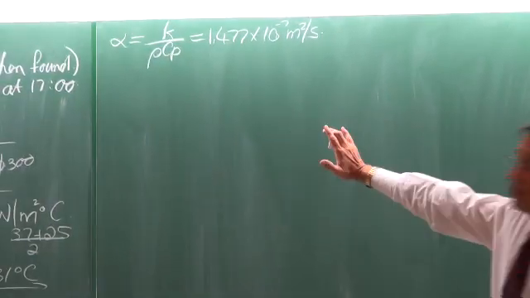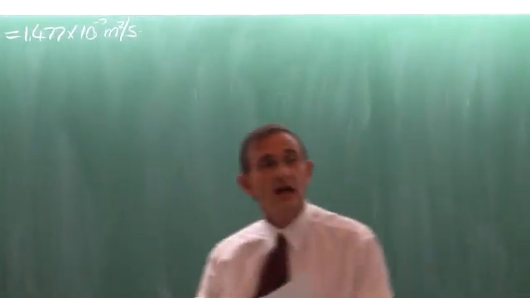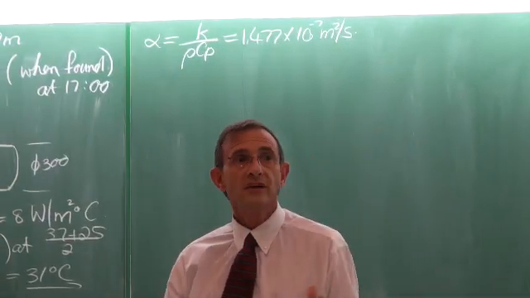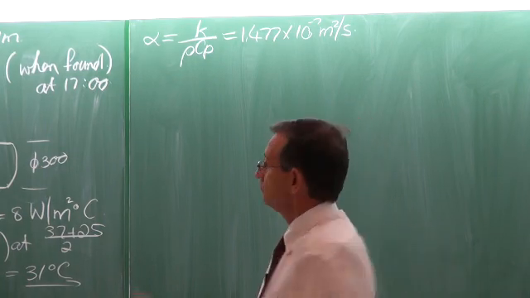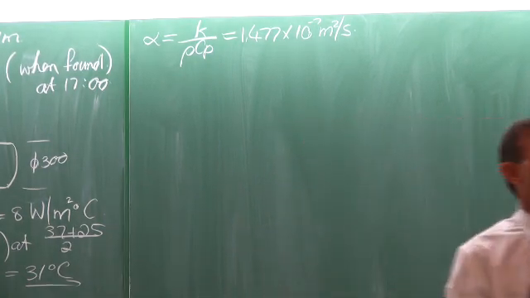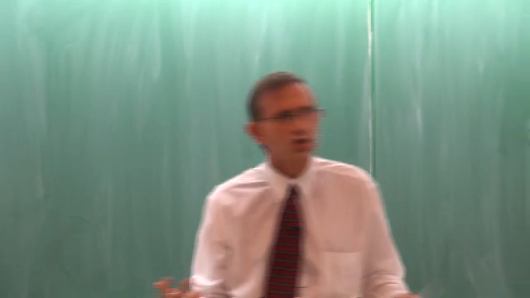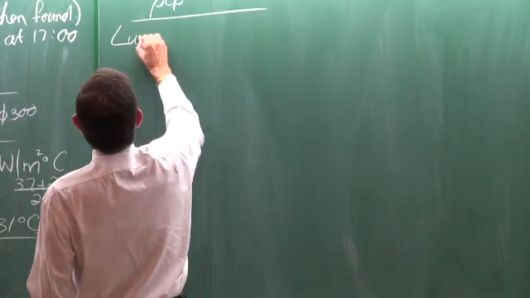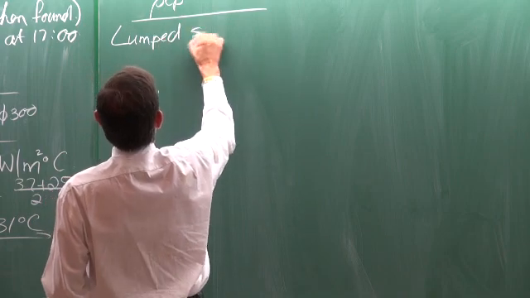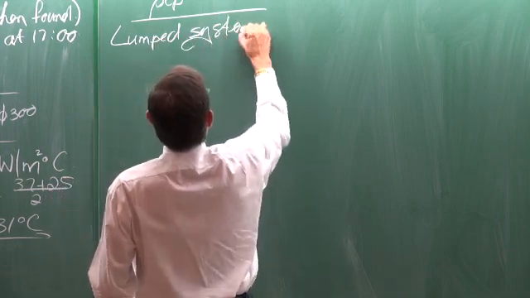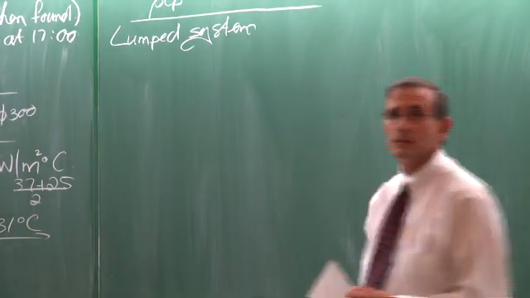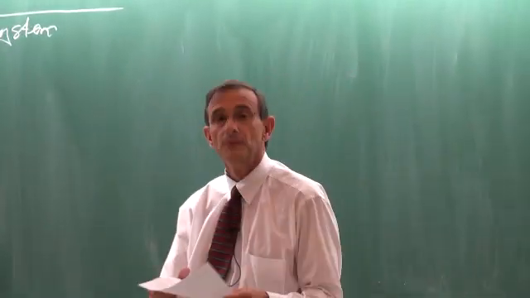Okay. Now, we've got the properties that we want, and now we have to decide what method we are going to use to determine the time of death. So far, we've done two. So let's do both and see what happens, and how the results compare. Okay. So, let's try the lumped system approach.